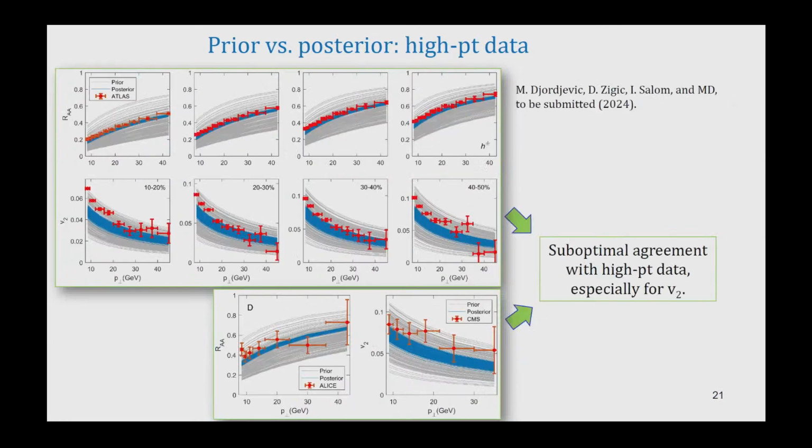But then if we compare it with high PT data, so here are shown RAA as a function of PT for charged hadrons and V2 as a function of PT for charged hadrons for 4 different centralities, and RAA and V2 for one centrality, 30 to 50, for heavy flavor D mesons, we actually see a suboptimal agreement, especially for V2, where we systematically see an underprediction of V2 data.